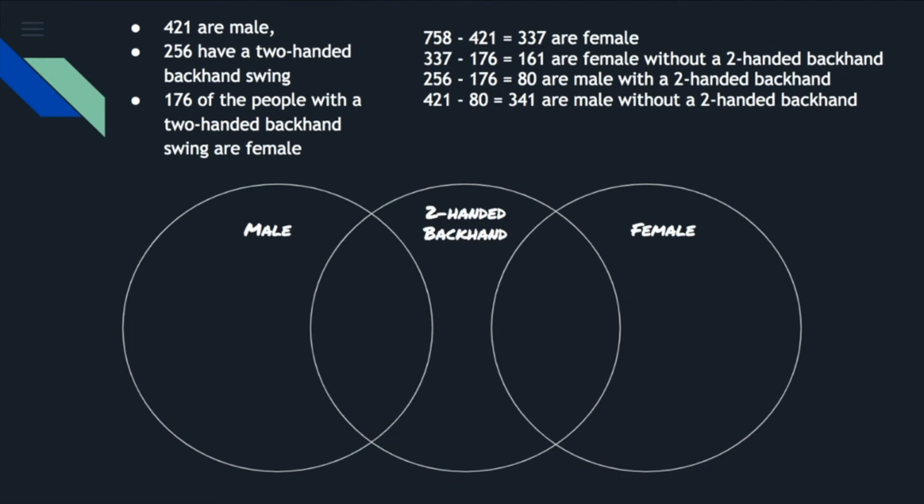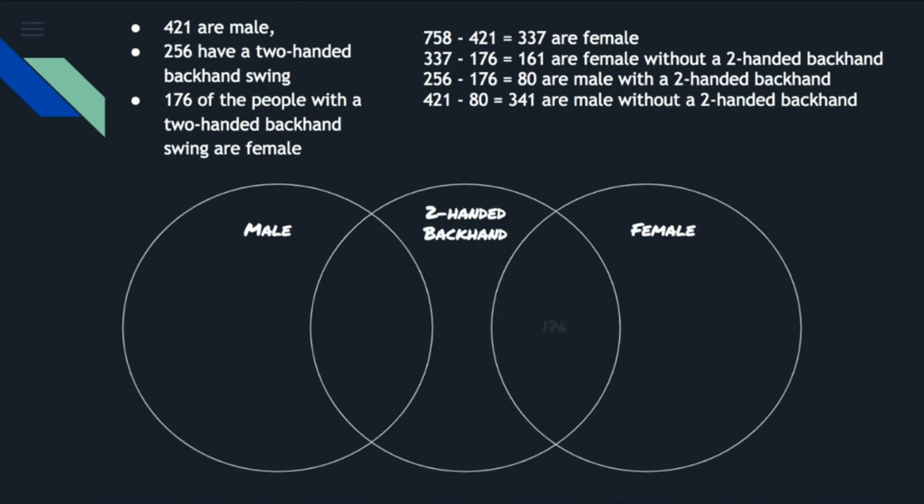Then we take the data that was given, 256 have a two-handed backhand swing, and subtract the 176 of the females that have a two-handed backhand swing, to find out that 80 of them are male with a two-handed backhand swing. Then subtract the 80 from 421 total male spectators, and we find that there are 341 male without a two-handed backhand swing.